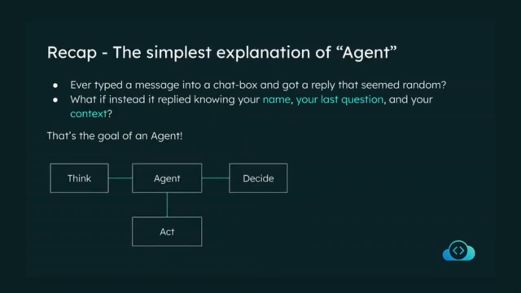But before that, let's recap the simplest explanation of an agent, and I hope you remember this diagram from section 1. So agents are something or an entity that can think, decide, and act. But formally, this becomes context, memory, and tools.